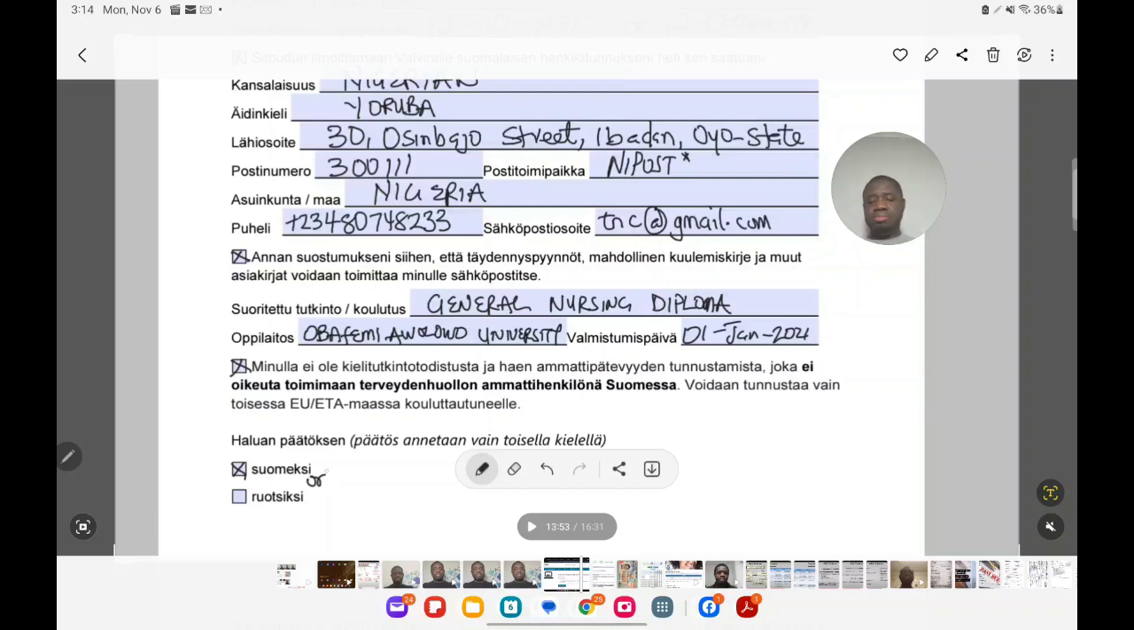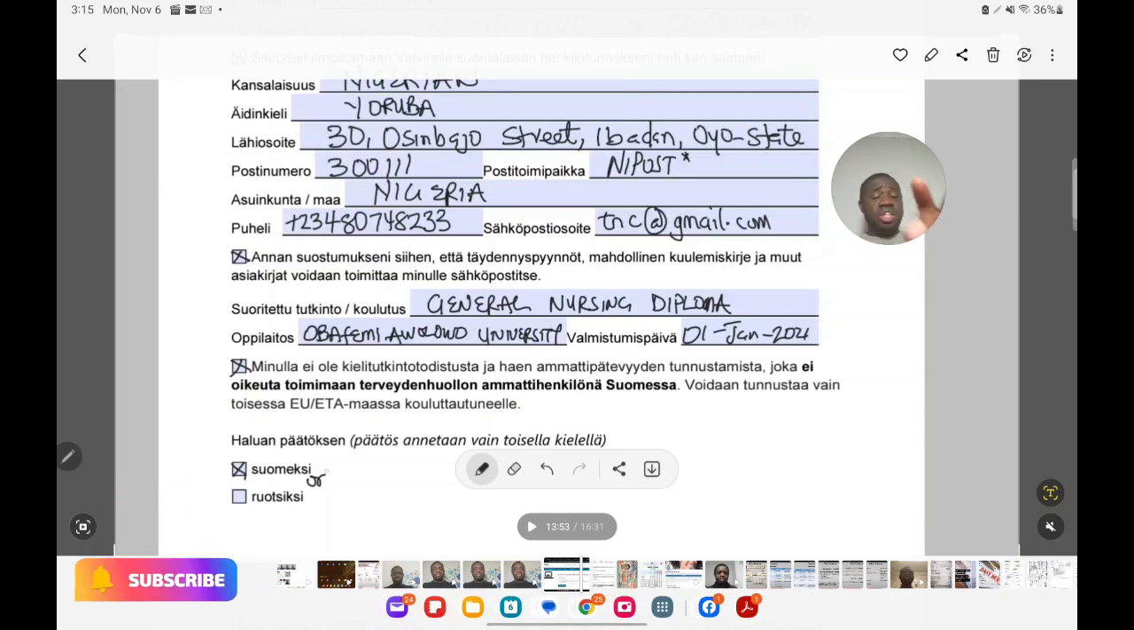Let me see. So this last one is asking, okay, if you want to receive the decision about your application, do you want it in Suomeksi, which is Finnish language, or you want it delivered in Ruotsiksi, in Swedish language? So you can decide to choose Suomeksi, which is Finnish language, or you can decide to choose Ruotsiksi, which is Swedish language, whichever one.